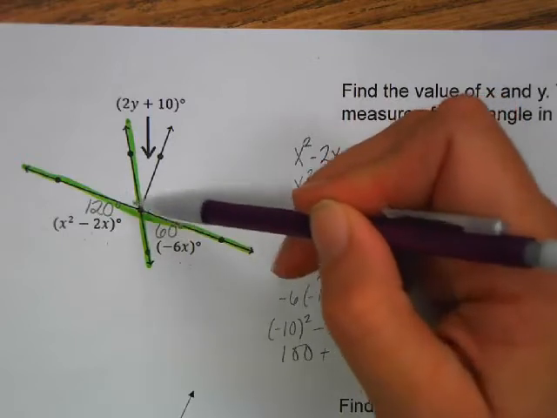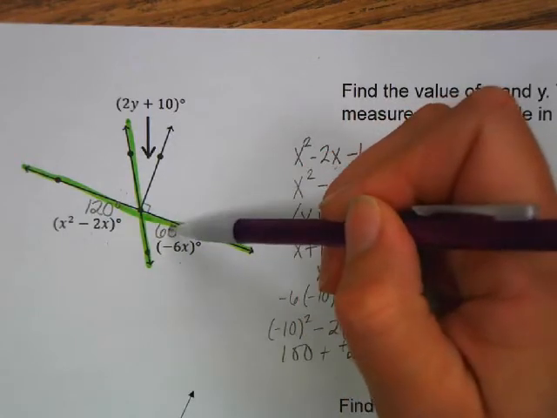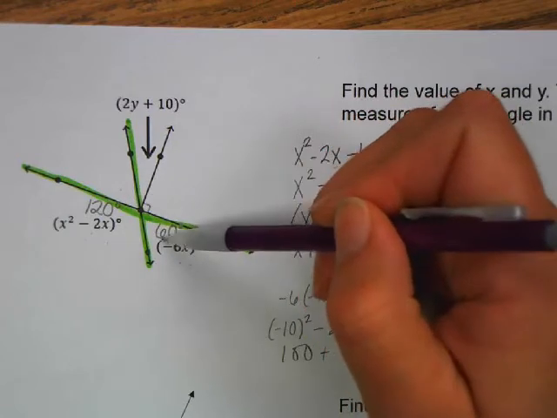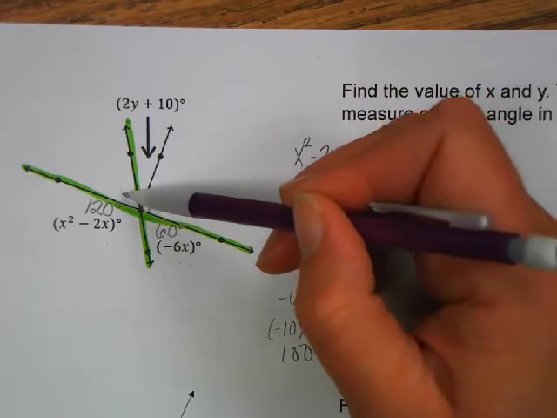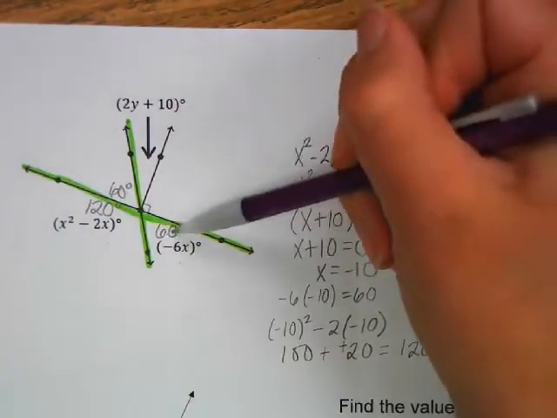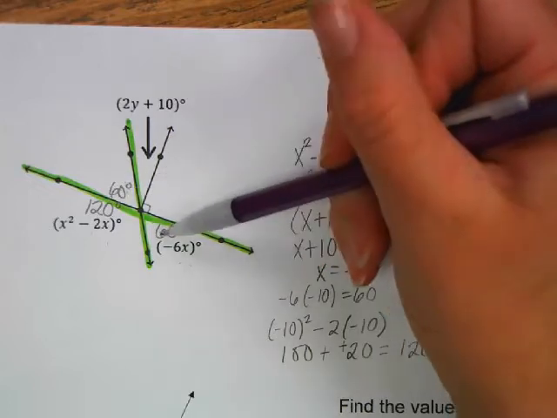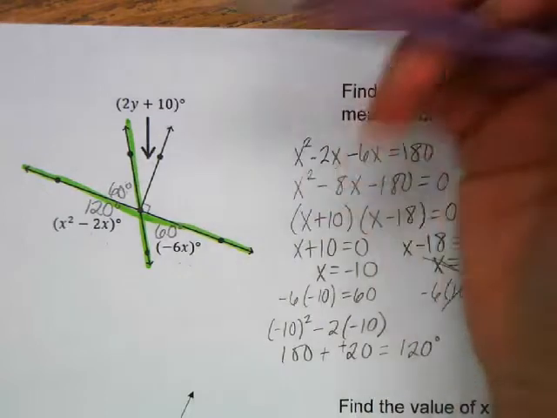You'll have a pair of vertical angles that are being formed. So remember what we said on the previous page. If this angle is 60 degrees, the angle that's vertical to it is also 60 degrees. So I can go ahead and write that in there because I know that they're vertical and vertical angles are congruent.